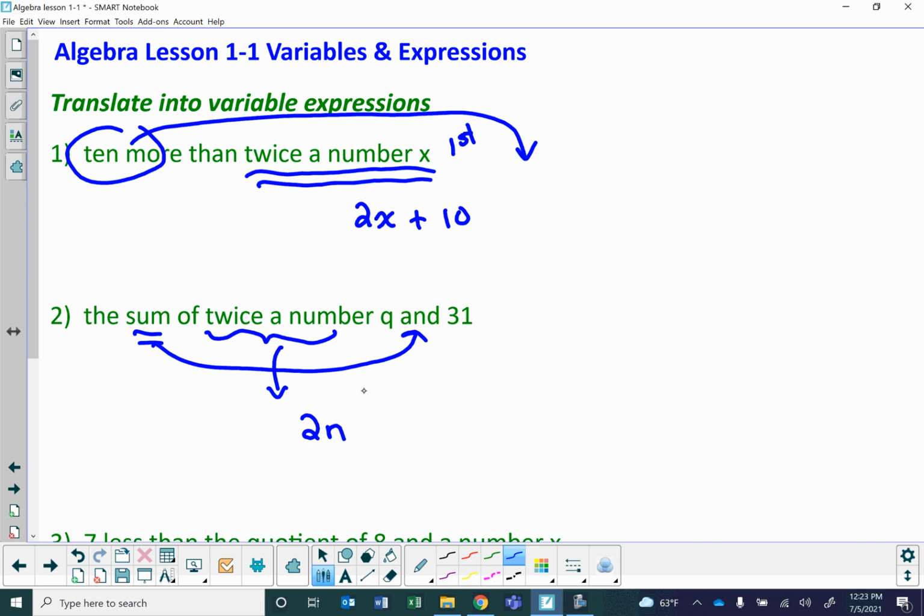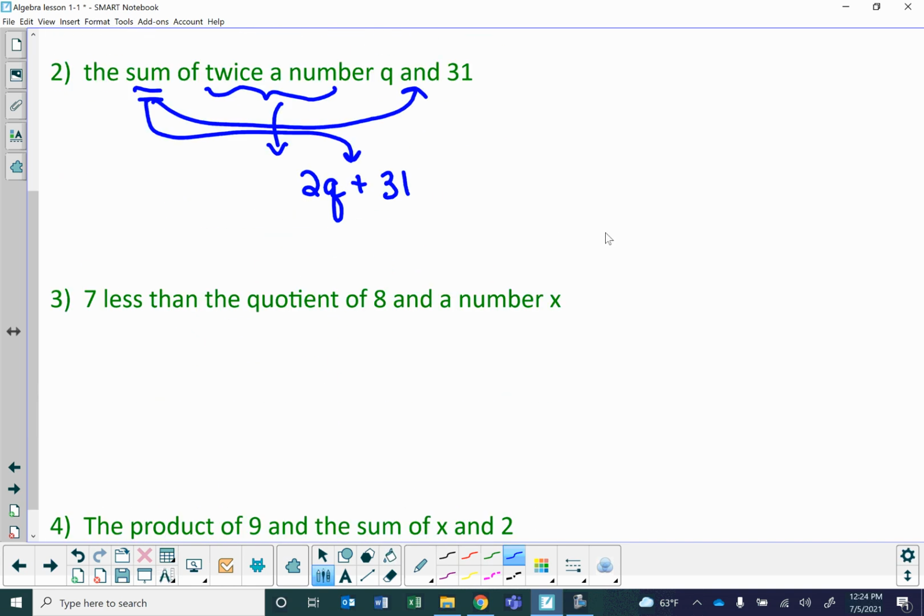But in this case, it's q. I should have read my problem better. So it's twice a number q, and 31, the sum of those. That's where the sum comes in between these, and it gets replaced with the word and. So twice a number q becomes 2q, and 31, and then we have this sum, so the sum becomes right there. The more you do these, the better you get at writing them.